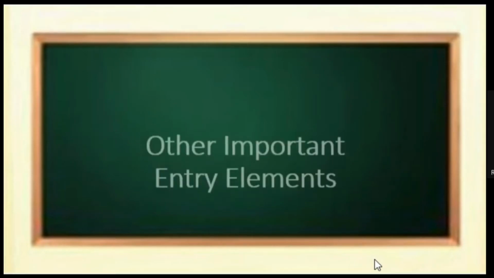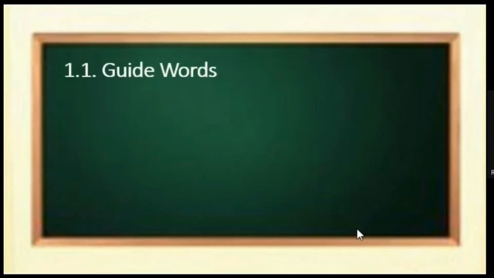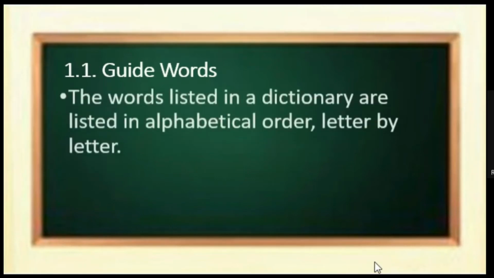Now, other than those, class, you have to know the different entries in a dictionary. So there are important entry elements in the dictionary. The first one is what we call guide words. Okay, do you know what guide words are? Where can you find this in a dictionary? Would anyone remember or would anyone know? Where are the guide words in the dictionary? Okay, no one knows. So let me share this to you.